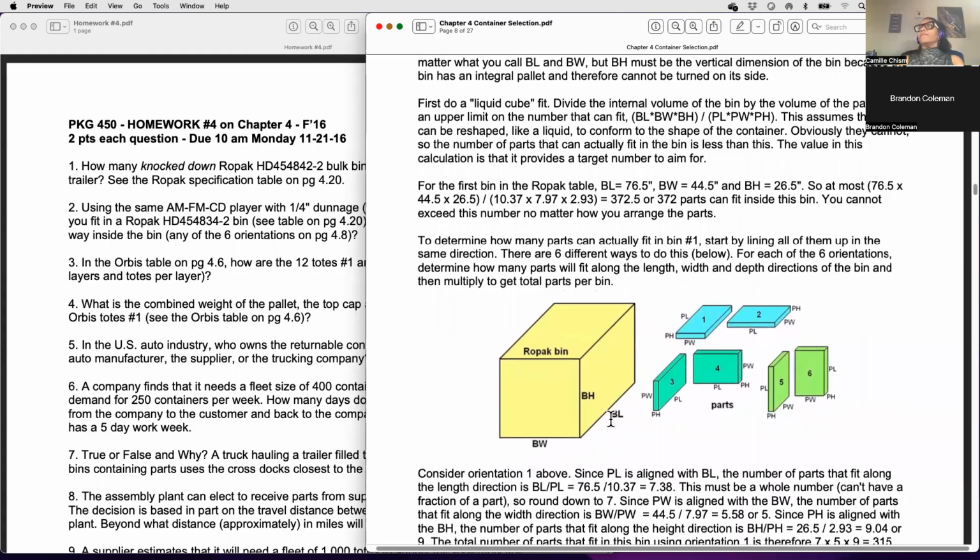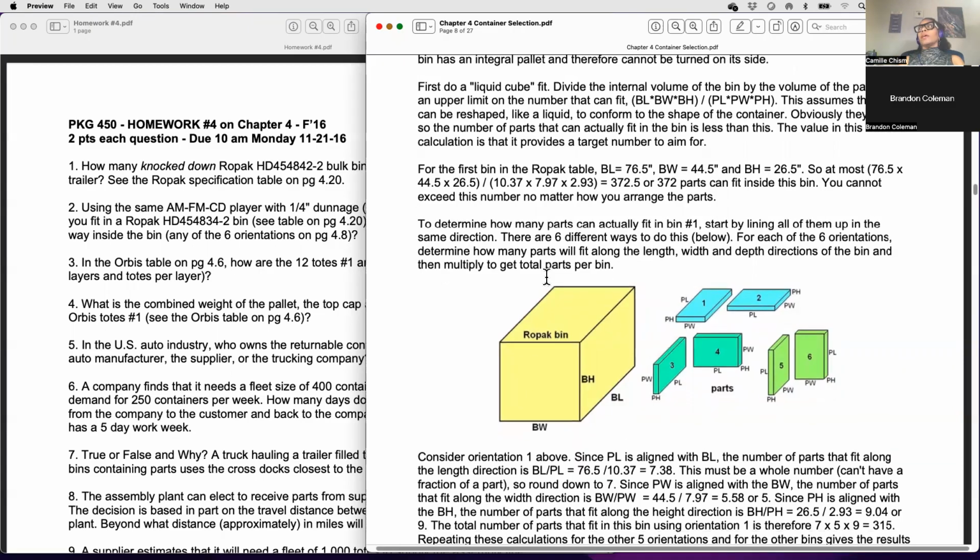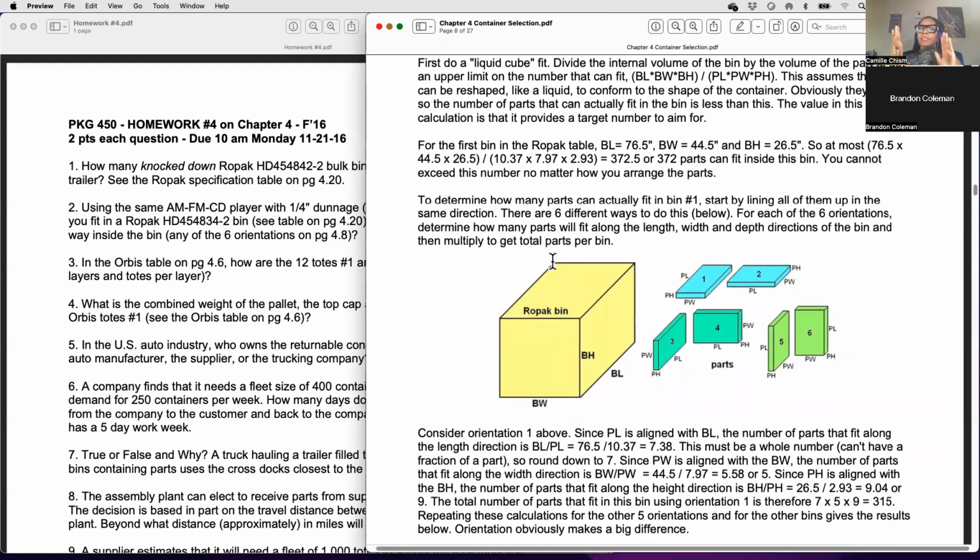So it talks about lining them up in the same direction, which I mentioned before, because the operator repetition is their friend. So if they're pulling the part out in the same orientation every time, they pull it out and stick it into the vehicle. So even if they pull it out and it's not oriented exactly the way they want to orient it, and they need to turn it or move it, at least they're doing that for every single part. So it's a repetitive motion. So that's why it talks about lining up all of your parts in the same direction. I mentioned you have 6 different ways you can do it. So you get 6 choices.